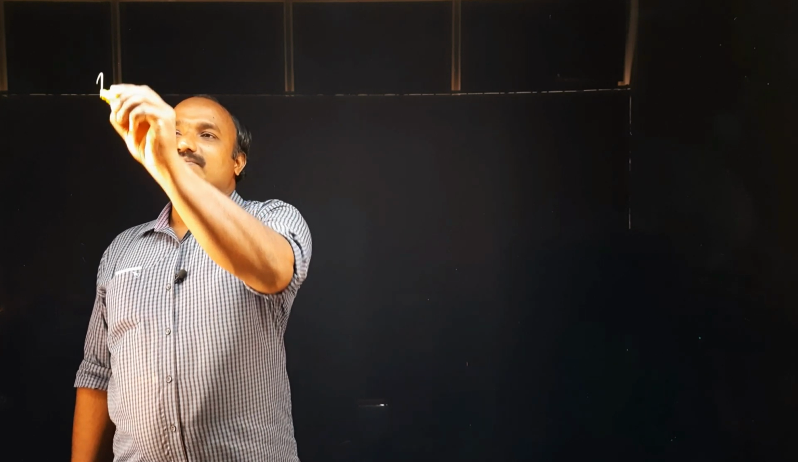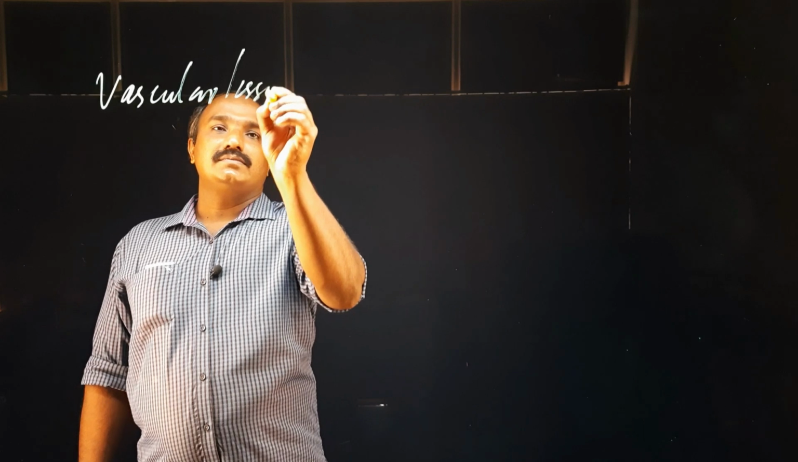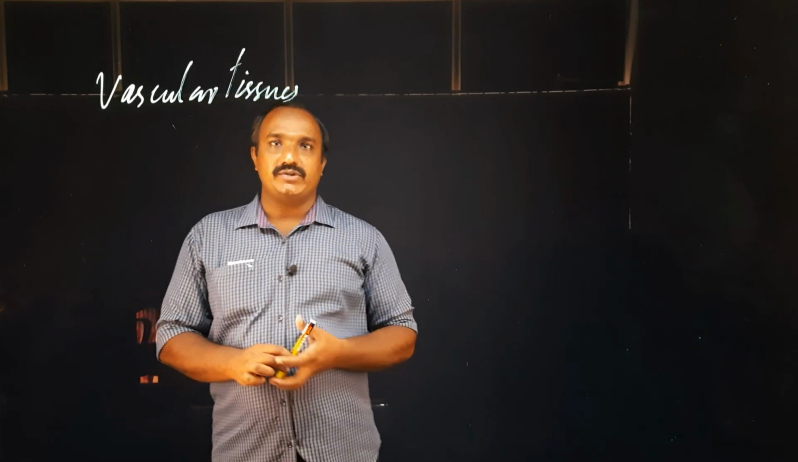Okay, so we can enter the topic today, that is the transportation in plants. From the lower classes itself we have studied that there is a special type of cell in plants. They are called what? Vascular tissue, or vascular cells. It's a special type of tissue that is present in the plant body.